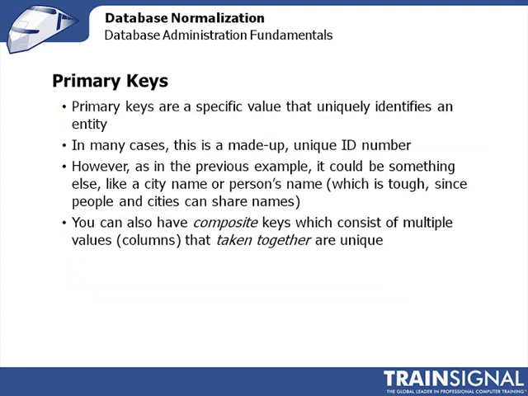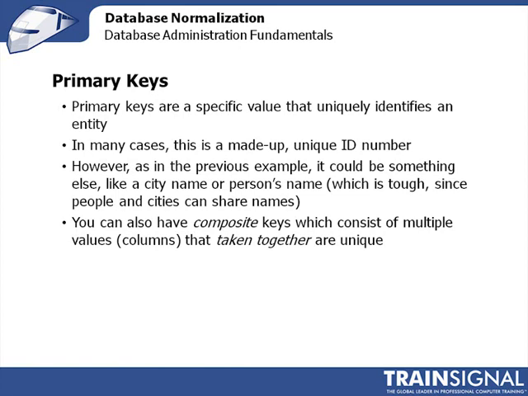So I've used the word primary keys a couple of times, and I guess I should explain what they are. A primary key is a specific value that uniquely identifies an entity. In many cases, this is going to be a made-up unique ID number, something that SQL Server just sequentially assigns as you create new rows. However, in the previous example, it could be something else, like a city name or a person's name.